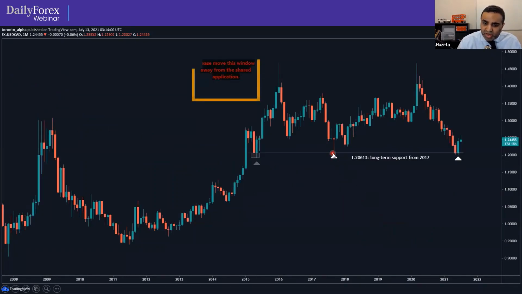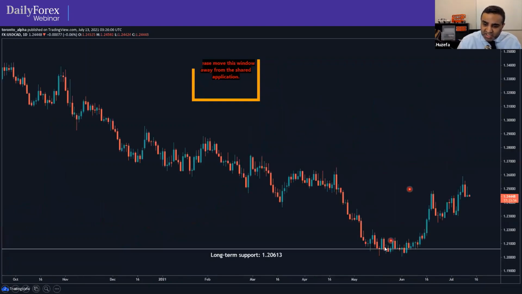I drew that right at the low of this candle. So it did breach this area, but I've kept it here. So you can see for a few, 10, 12 trading days, it was kind of flirting with this area. And now it's made a nice move back up.